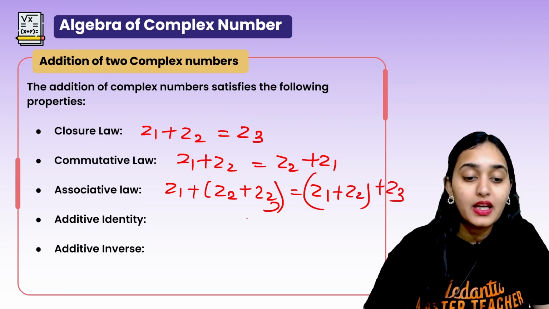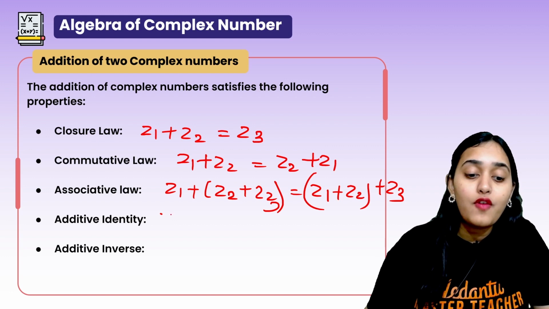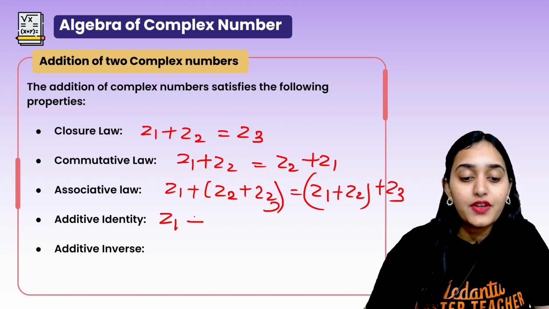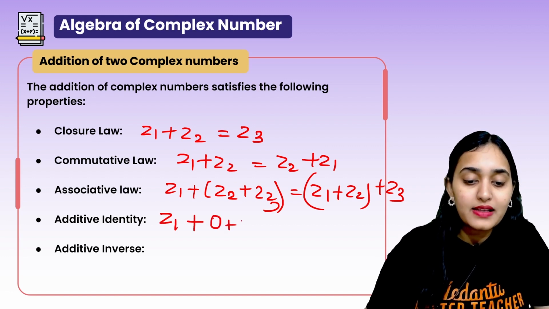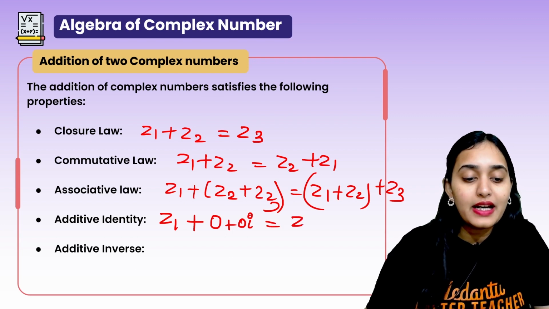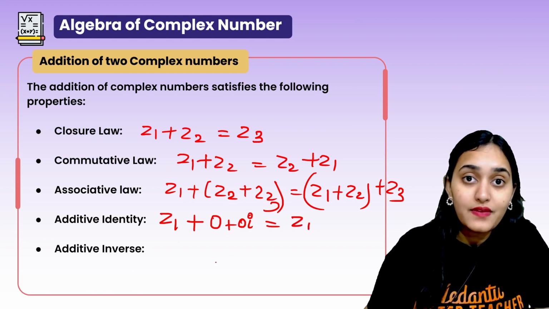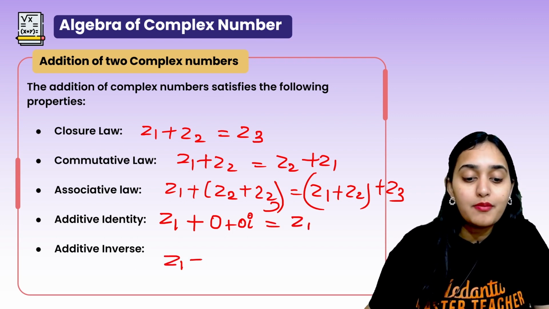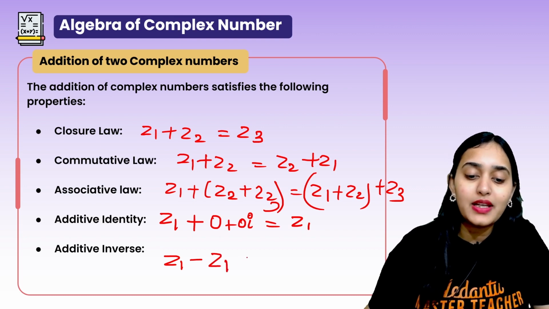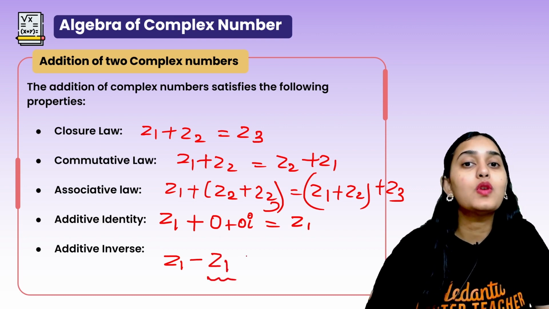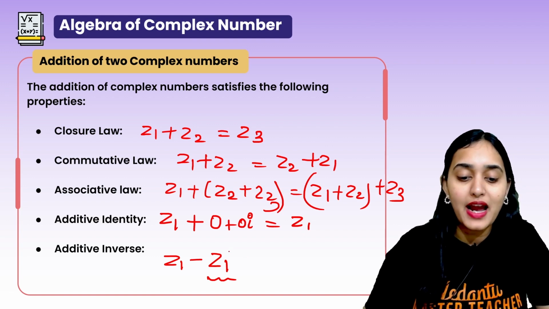Associative law. Additive identity: for a complex number, if you add 0 plus 0i, you will get the same complex number. Additive inverse: for a complex number z1, minus z1 will be its additive inverse, because if you add them, you get 0.